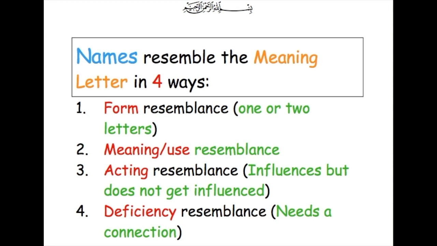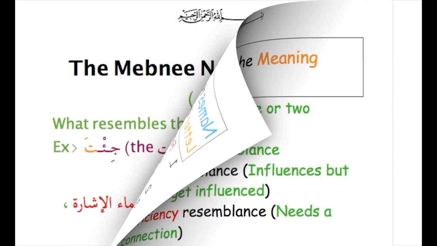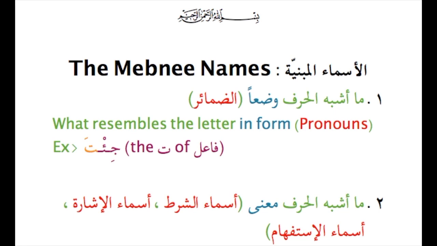Remember that the meaning letter needs a connection. You cannot say it by itself when we use the example bi, meaning with. Same thing, if there's a name that has that same deficiency, then it acts like a meaning letter and it's Mebni. Now that we learned the 4 ways a name can resemble a meaning letter, we will learn the Mebni names, who those names are.